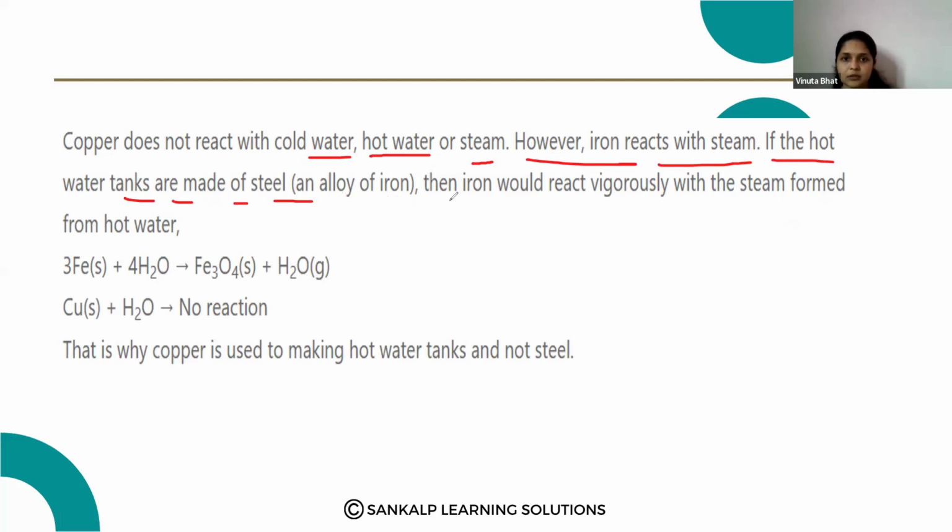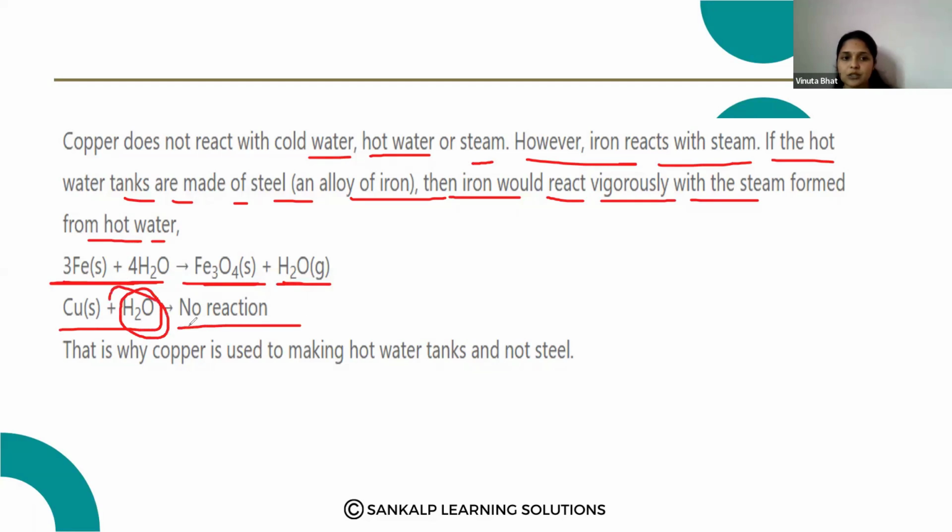An alloy of iron would react vigorously with the steam from the hot water. When iron reacts with water, it forms iron oxide and hydrogen. But when copper is in contact with water, there is no reaction. So that is why copper is used to make hot water tanks and not steel.